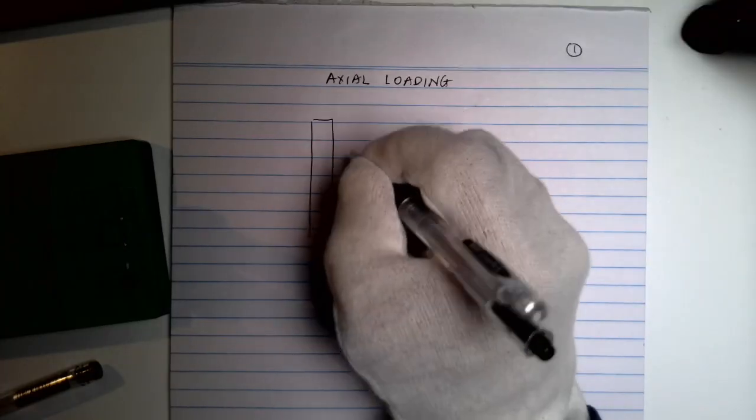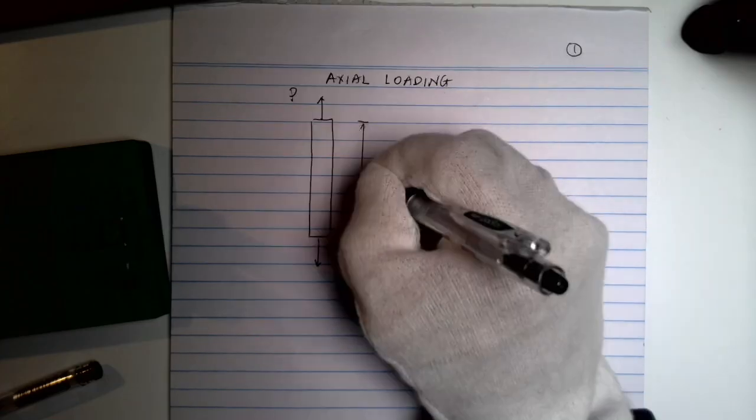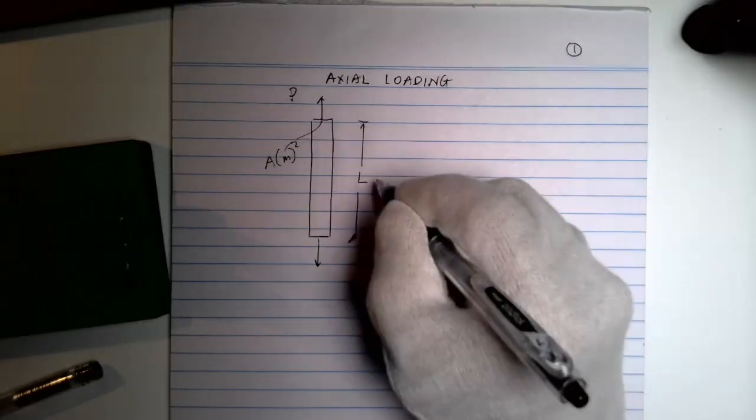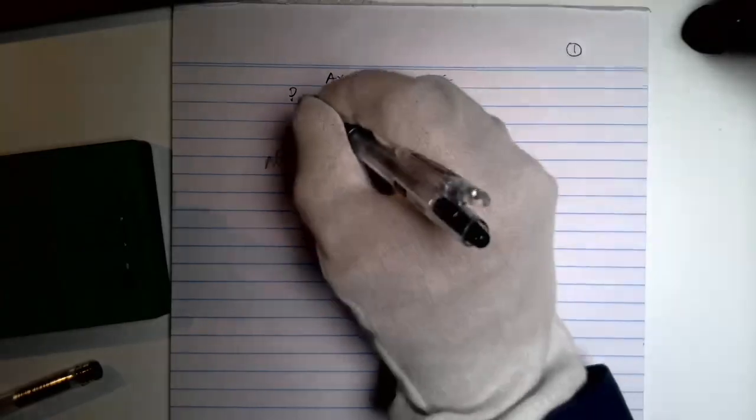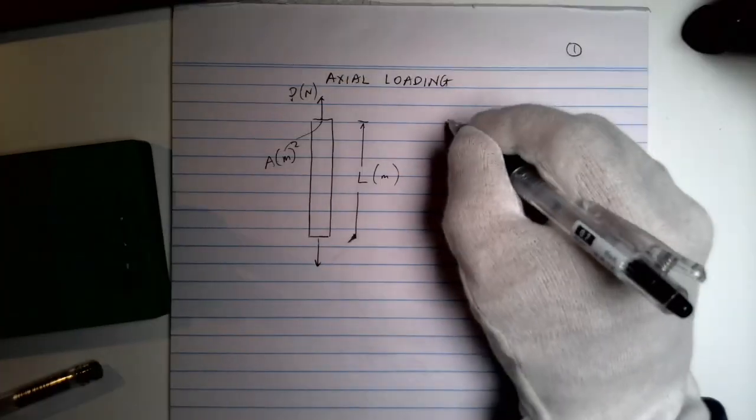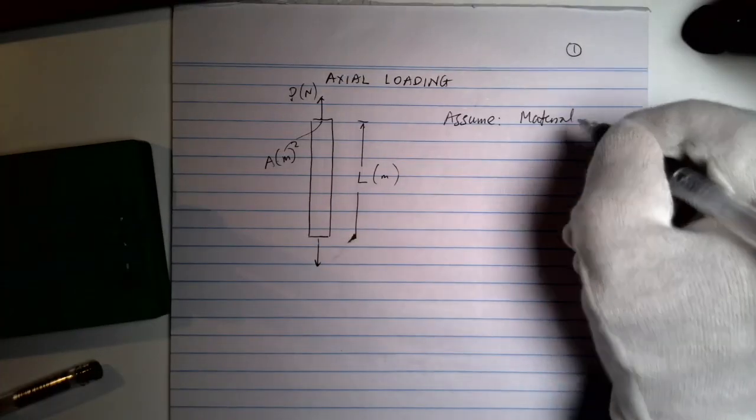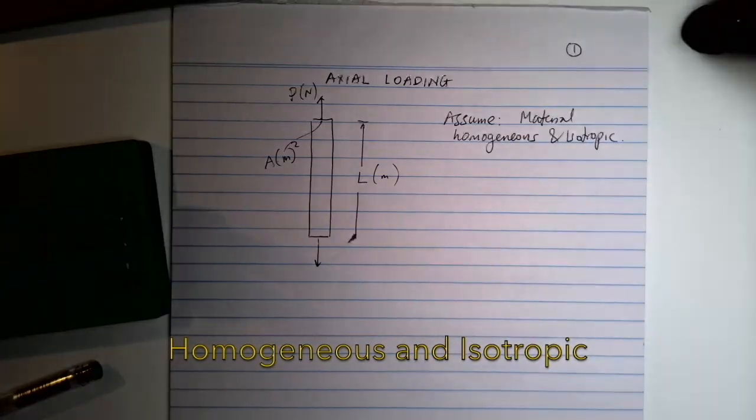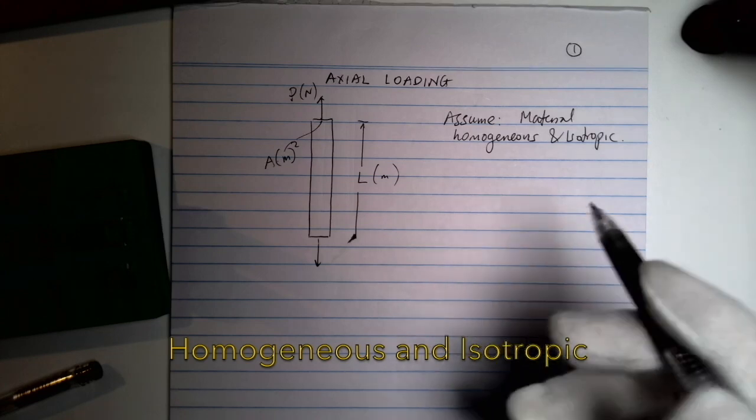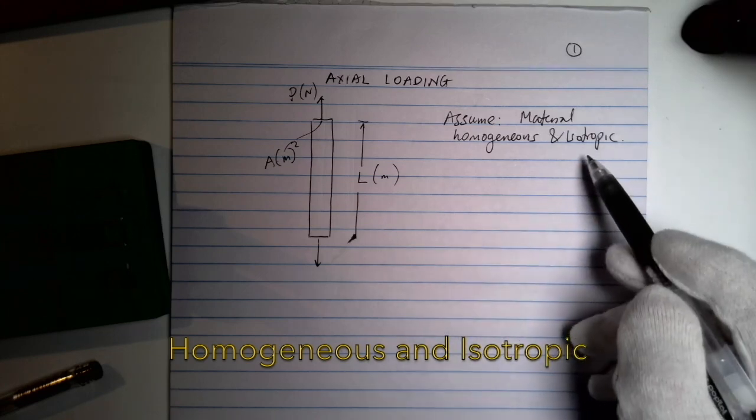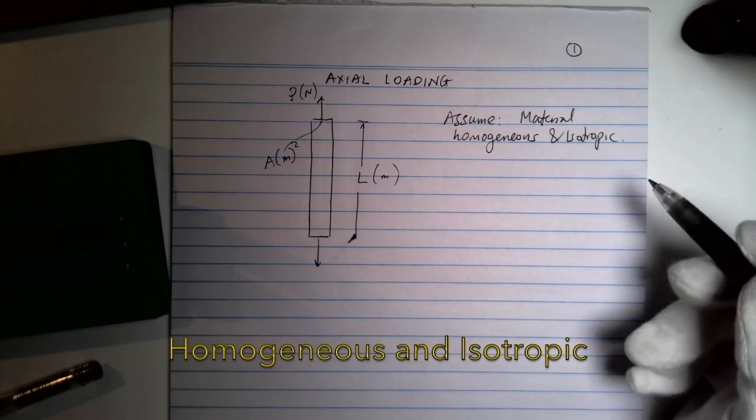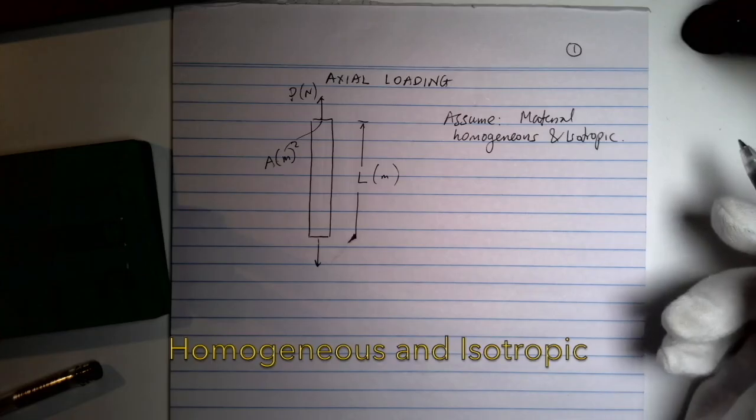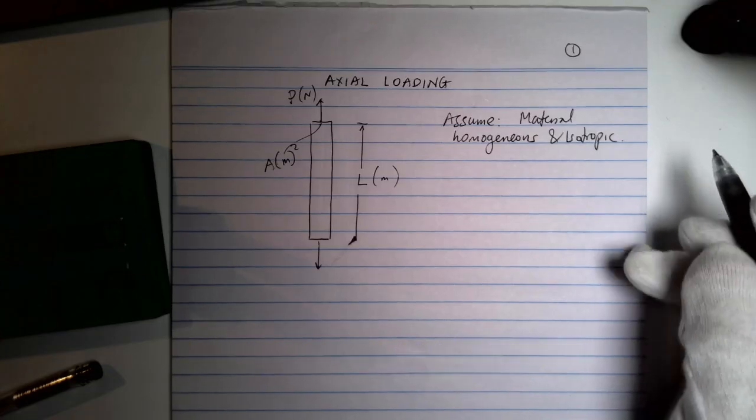Rectangular bar, apply force P, length is L, cross-sectional area is A, in meters squared. Length is in meters or millimeters, force is in newtons. Assume the material is homogeneous and isotropic. That means the property is uniform throughout the sample, and isotropic means not direction dependent, so the properties along x, y, and z would be the same, independent of direction.